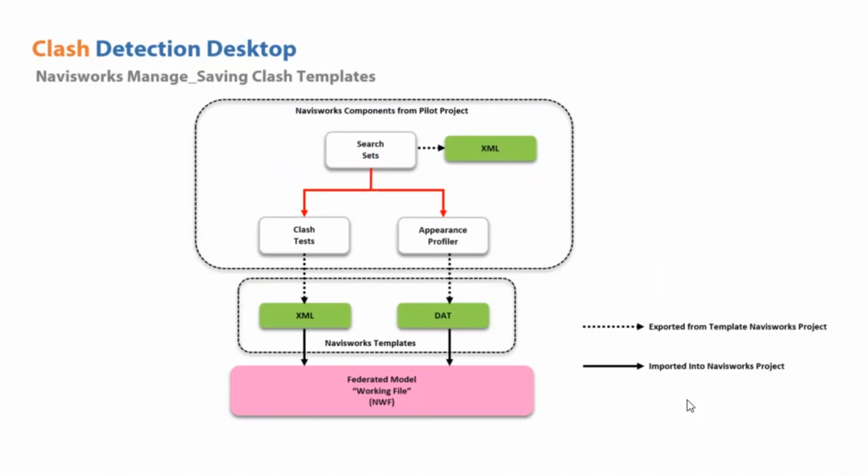So once we have the Navisworks models, these kinds of templates can be utilized for clash detective purposes. The basic templates that we are using are the search sets, which are available as an XML file, or we can predefine the clash test and save it as a template for use in other projects. And we can even use a template for modification of visibility, to control the visibility of the model elements inside Navisworks using the appearance profiler, and this template can be saved as a .dat file.